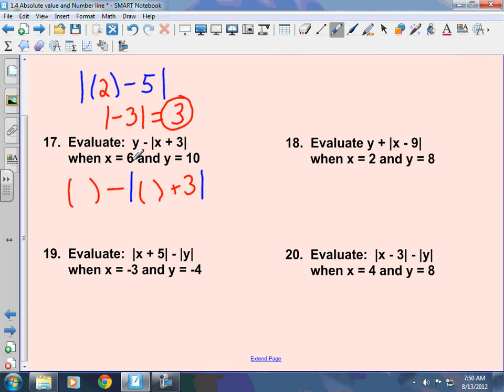Now, I go in and I put in, for y, a 10. For x, I put in a 6. This is the absolute value of 6 plus 3, which is 9. So I have 10 minus the absolute value of 9, equals 10 minus 9, which equals 1. Okay? 19 and 20, I want you to go ahead and try to do them on your own.